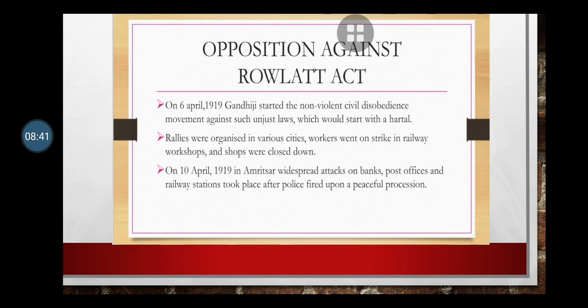There was a widespread opposition against the Rowlatt Act, right? Rallies were organized in various cities, workers went on strike, railway workshops and shops were closed down. On 10th April 1919, in Amritsar, widespread attacks on banks, post offices, and railway stations took place after police fired upon a peaceful procession.